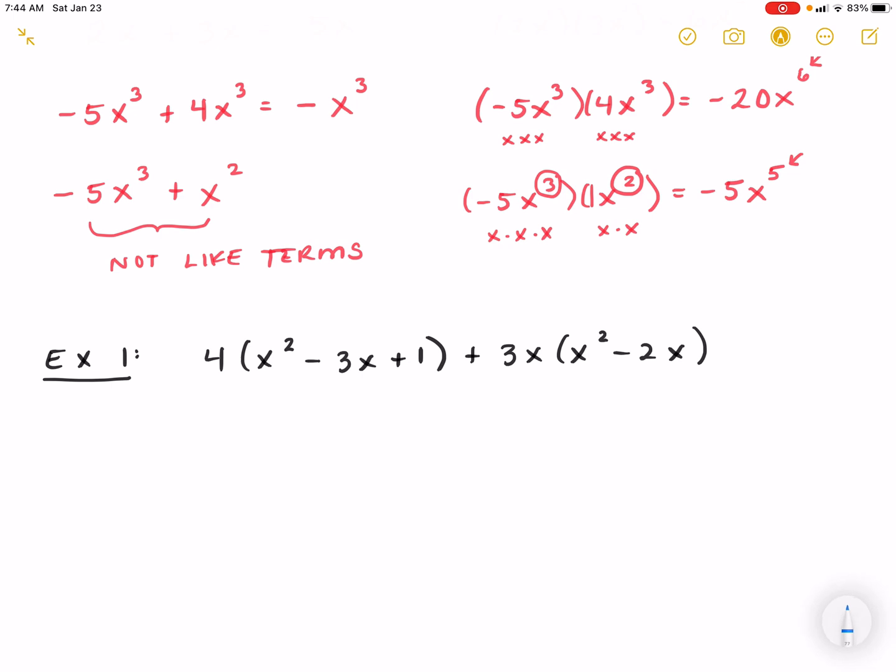So first thing we're going to do is multiply, and this 4 times the parenthesis means that everything in this quantity needs to be multiplied by 4, okay? So 4 times x squared, 4 times negative 3x, and 4 times 1.